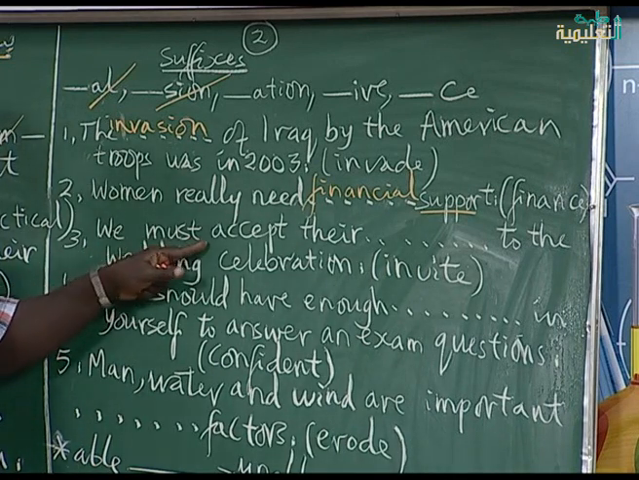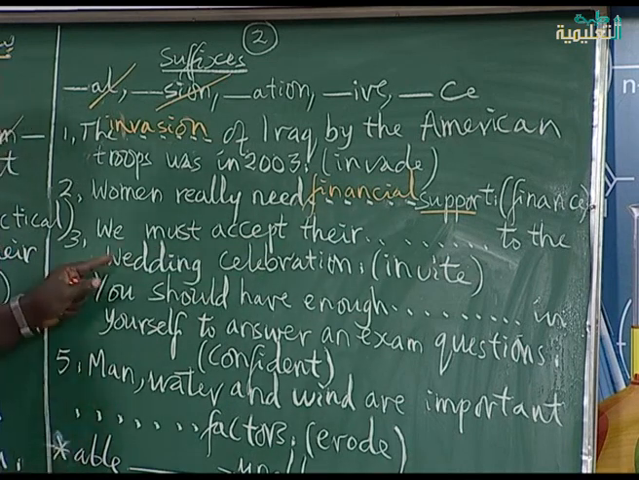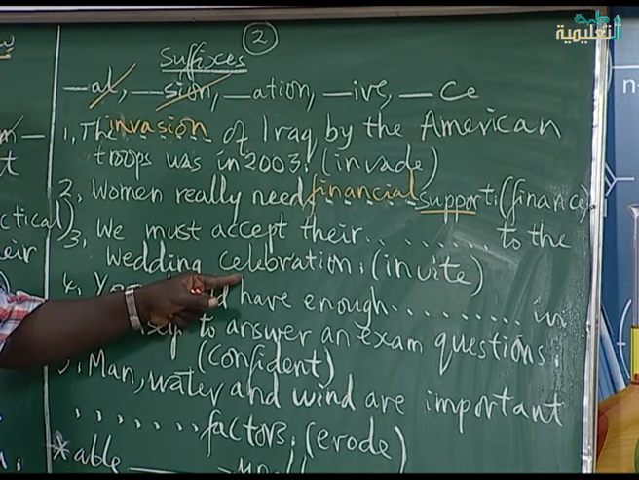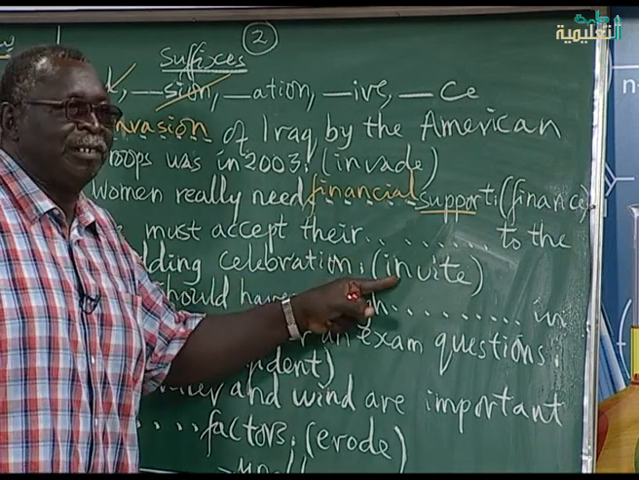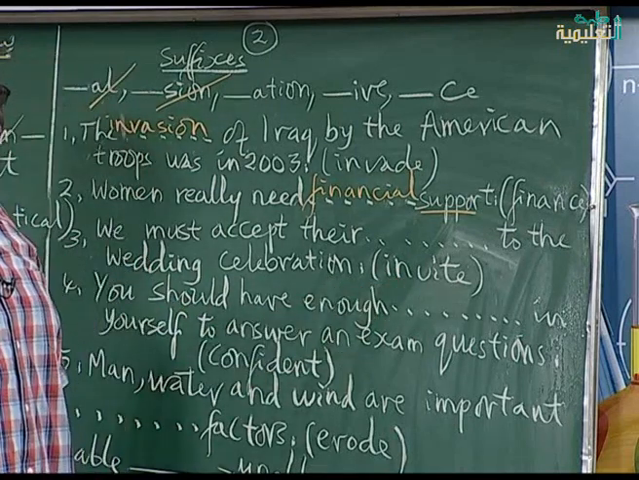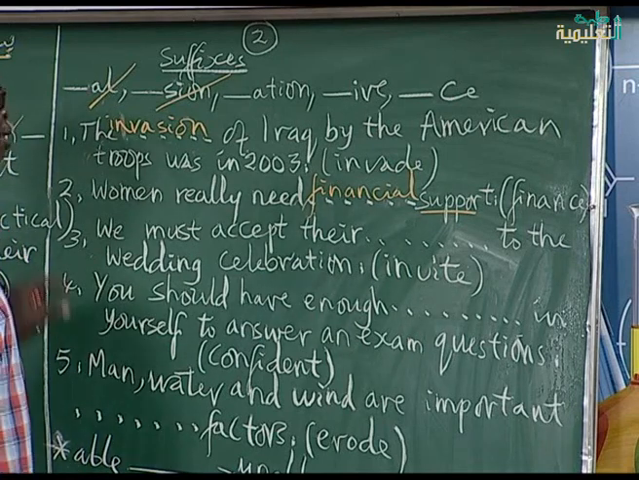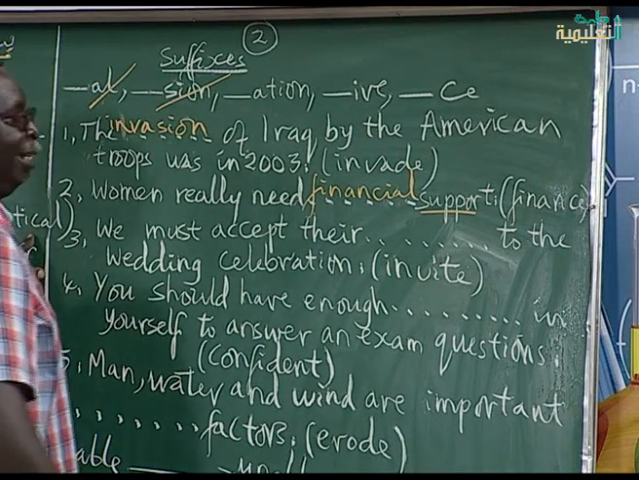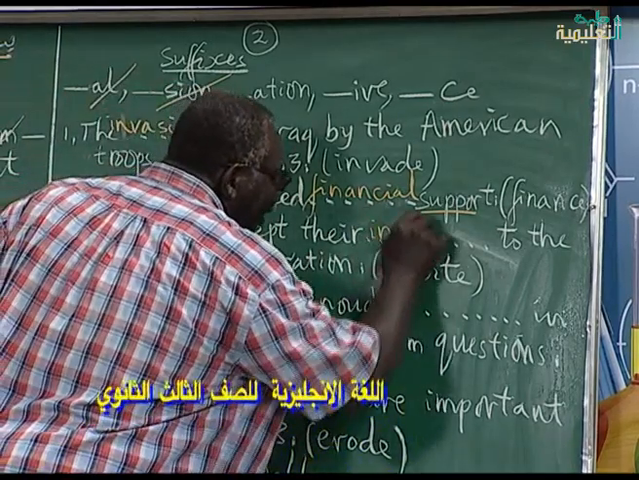We must accept dash their to the wedding celebration. The word that we have between brackets, invite. Yes, invite. We want it to be a noun. Okay, if it is a noun, that means we must add the suffix. I'm sure you can tell. Yes, ATION is going to be invitation.